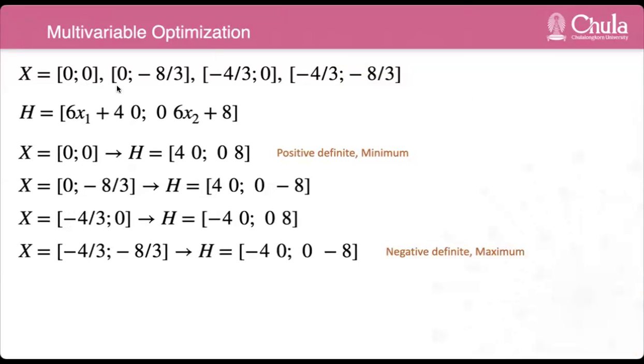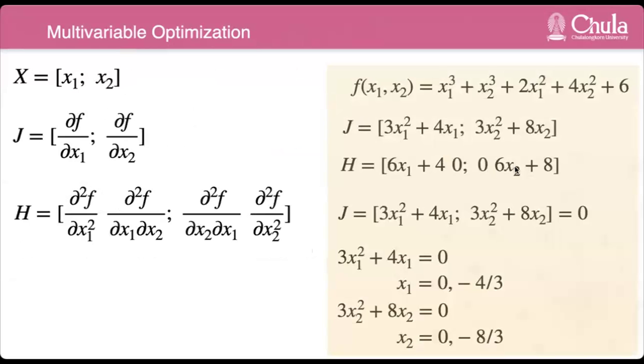Okay, so we have 4 candidates. The first one is 0, 0, right? The next one is 0, minus 8 over 3. Yes, minus 4 over 3 and 0, and minus 4 over 3, minus 8 over 3. Okay, and we have to test all these 4 points. We have to check the Hessian of each point. It's very simple: substitute the point into the Hessian, because we have already derived our Hessian.